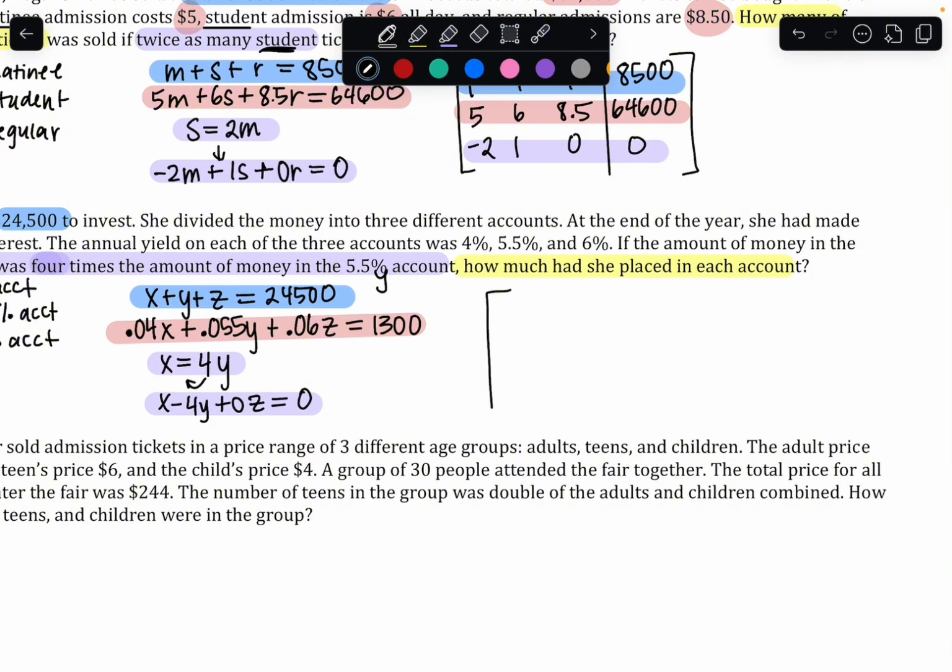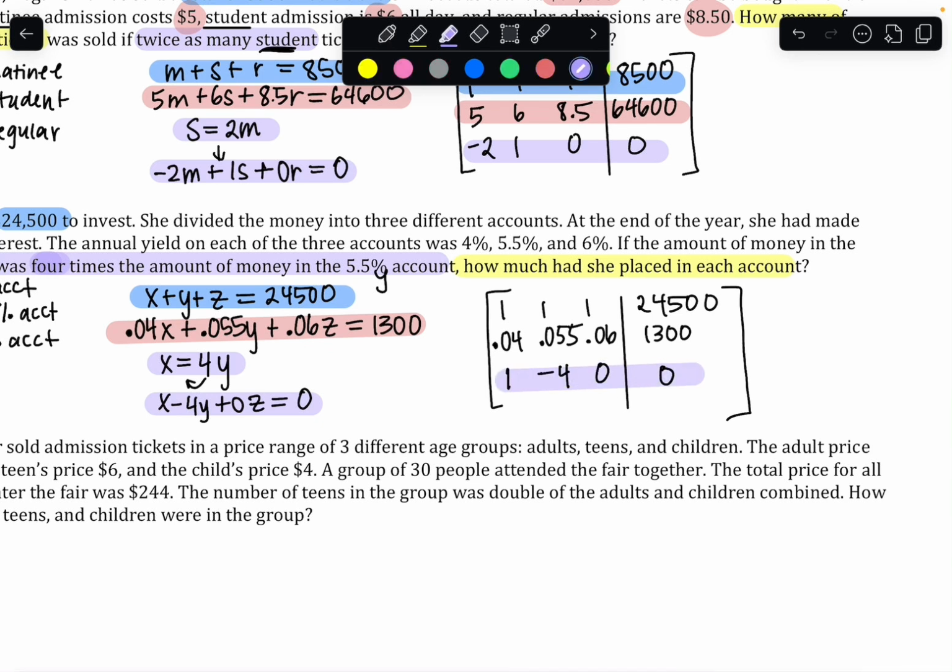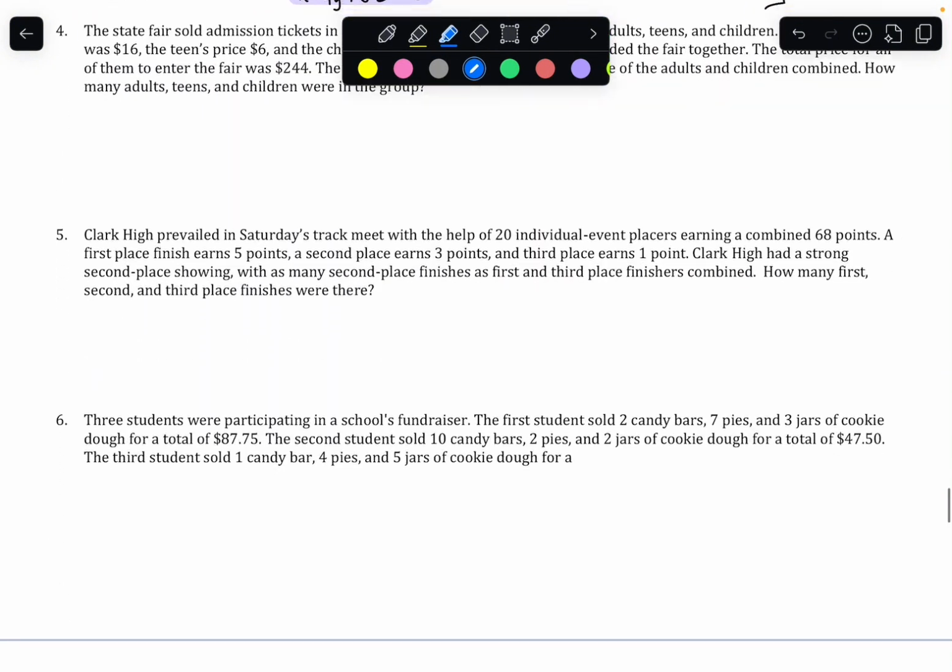Okay, and so my matrix would have a 1, 1, 1, 24,500 from the first equation. My second equation would be 0.04, 0.055, and then 0.06 equals the 1300. And then my last equation would be 1, negative 4, 0, 0. Type that into your calculator to get your answer. Okay.